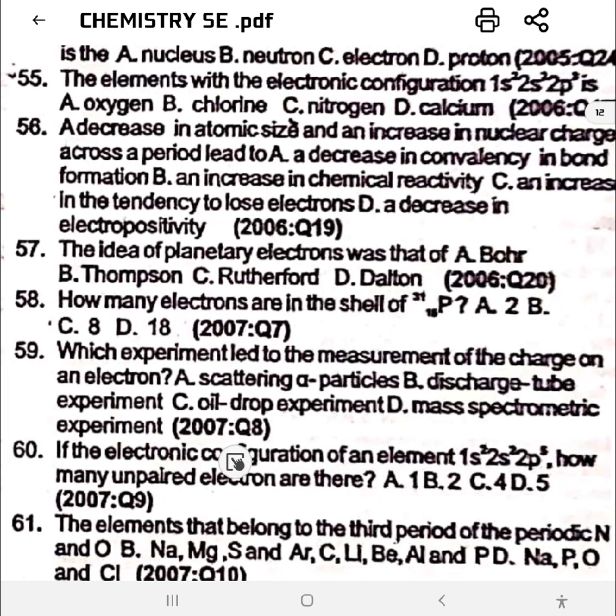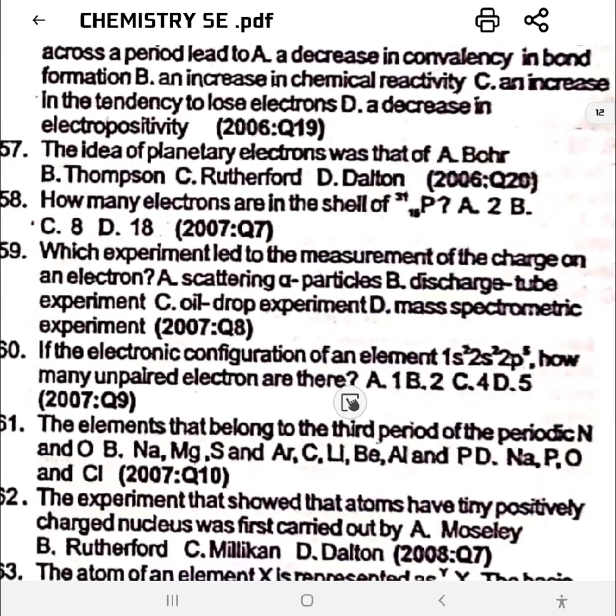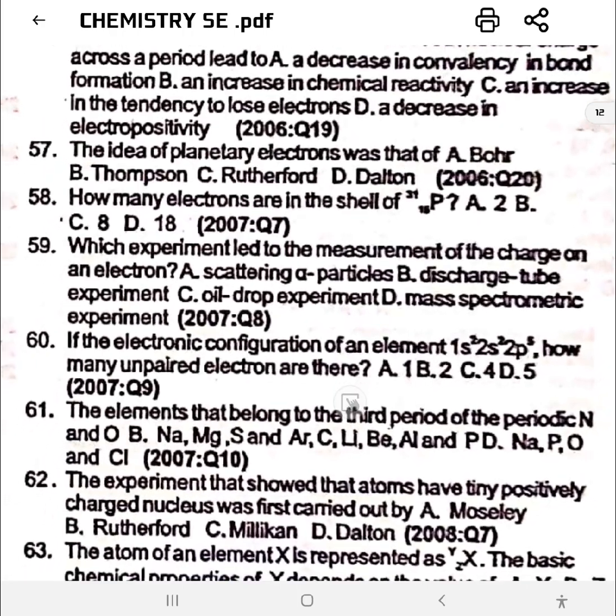We'll stop at question 60. If the electronic configuration of an element is this, how many unpaired electrons are there? I would like to also demonstrate question 60 with a board.